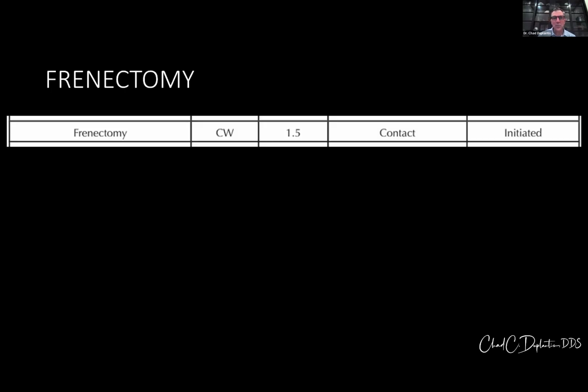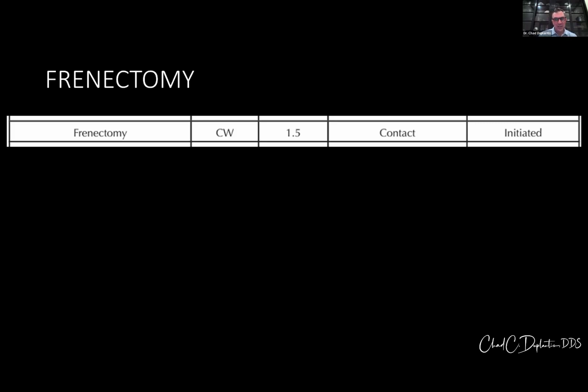Now, one of the procedures that I would anticipate you'll probably be doing most in your practice is a frenectomy, and we do this very frequently in our practice as well. The code for this is D7960. When we look at the breakdown, a frenectomy is continuous wave, 1.5 watts of power, in contact mode, so that heat is going to be through the tip. It's going to be on an initiated tip, and you're cutting the tissue utilizing the laser.